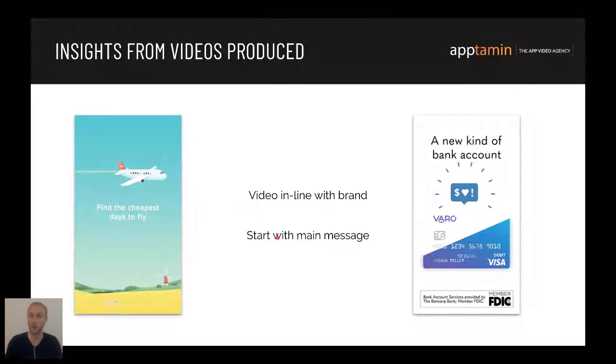Another point is to start with your main message and what you want to convey. What's the most important thing to convey to people. For example, here in the case of Varo, the most important thing was to have people understand that Varo is not just an app where you're going to be able to follow your different bank accounts from different banks. The service actually gives you a bank account and a debit card. So in the first seconds of the video, that's what we're showing.